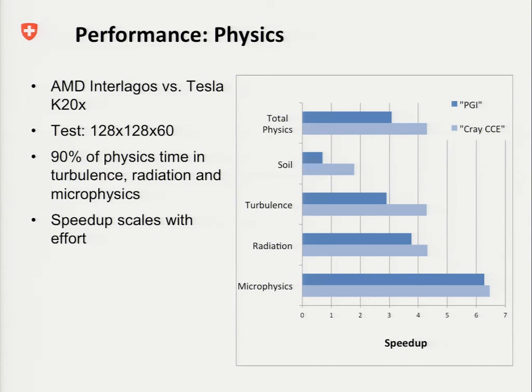Typically, turbulence is very memory bandwidth bound, and we're happy if we get something like a factor of 3, whereas microphysics is pretty compute bound, so there you can expect something like 6 to 7. So it's not because you get different speedups than what other people tell you that something is wrong with your code. It really depends, and it's worthwhile analyzing the structure of your code in order to find out whether you're doing a good job or not.